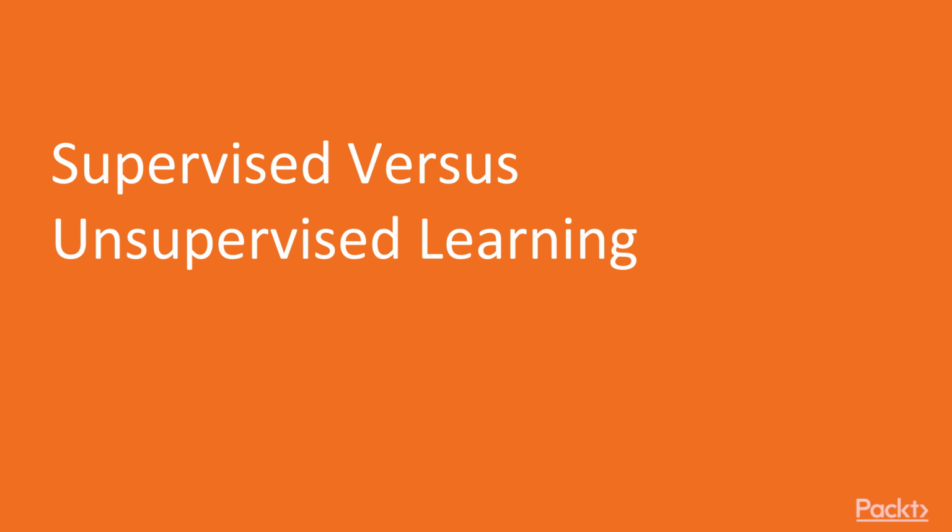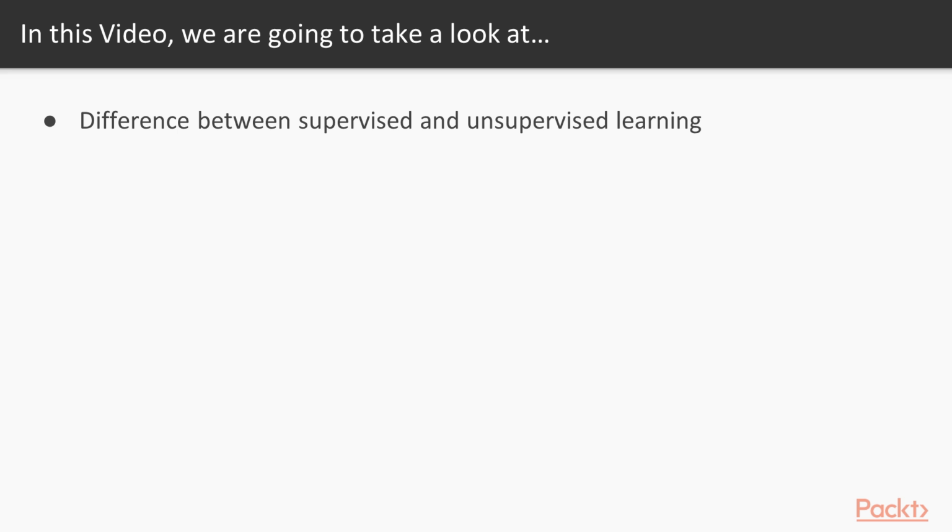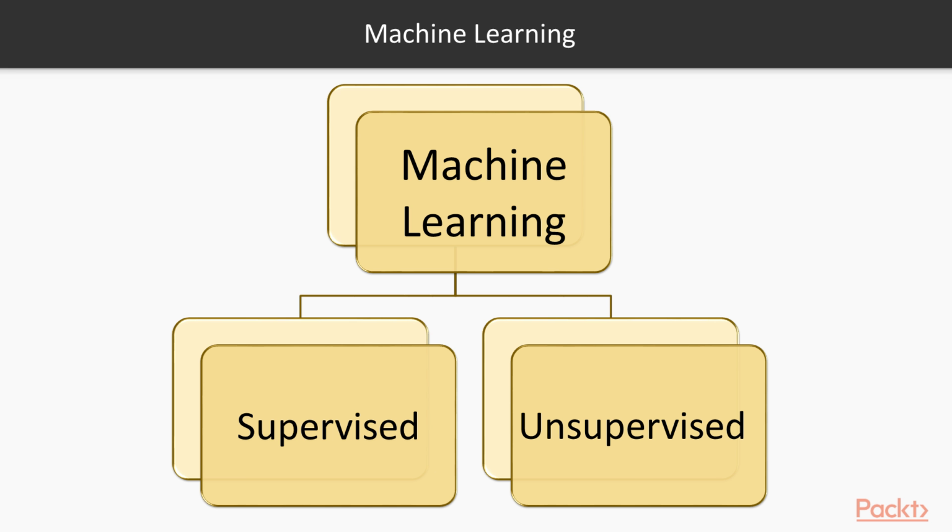Now we move on to the first video of this section that deals with supervised versus unsupervised learning. In this video, we are going to see how supervised learning is different from unsupervised learning. One of the most common ways to impart artificial intelligence into a machine is through machine learning. The world of machine learning is broadly divided into supervised and unsupervised learning.